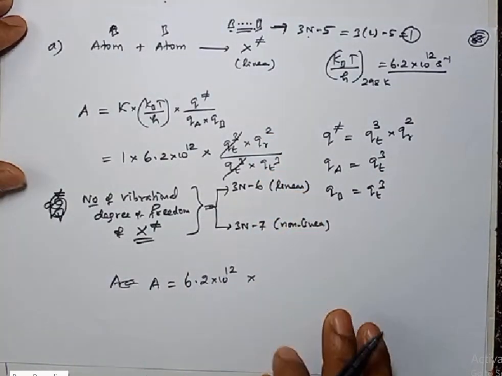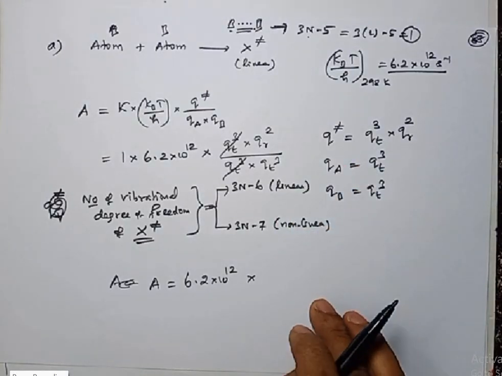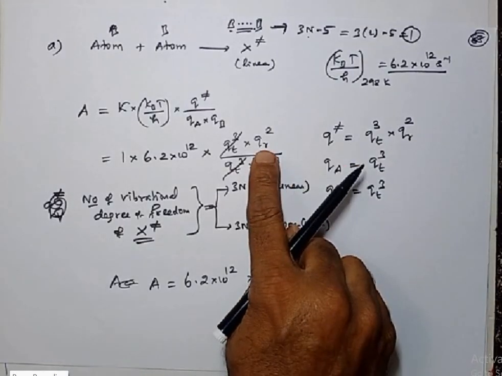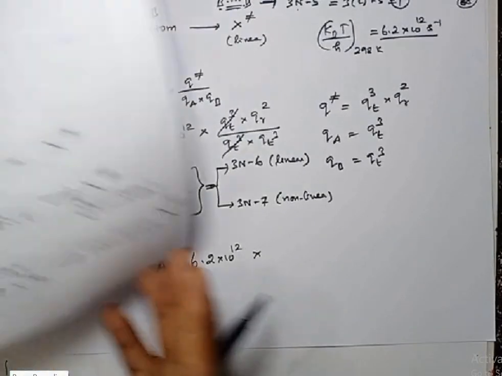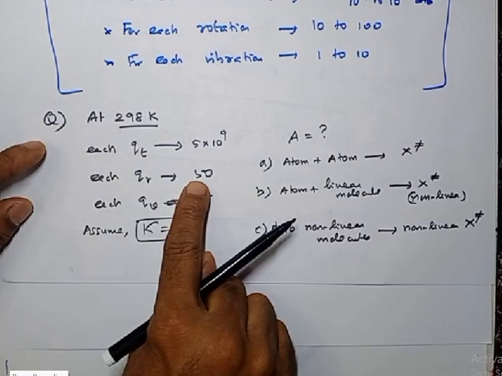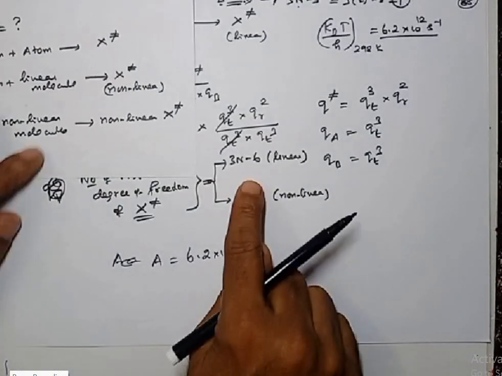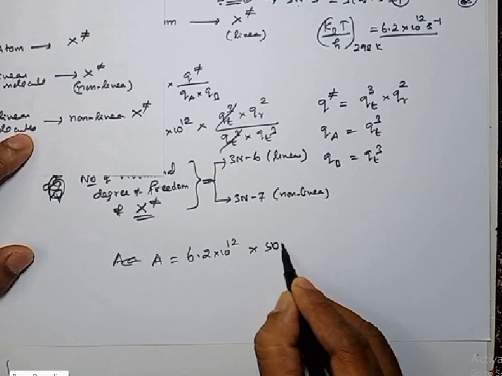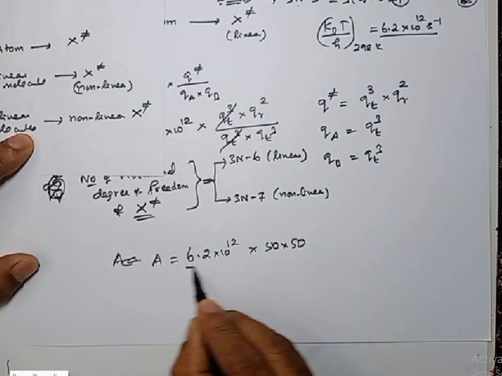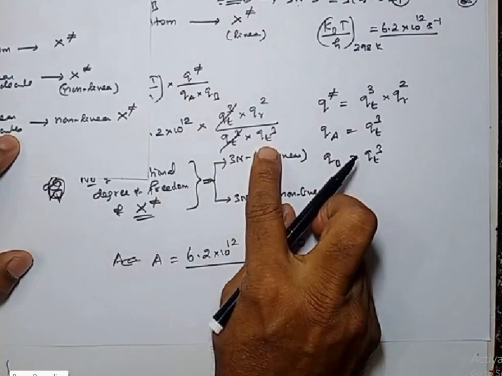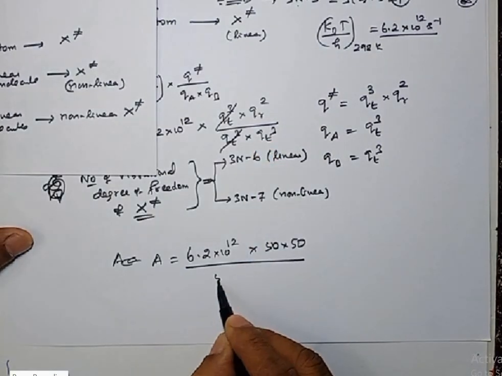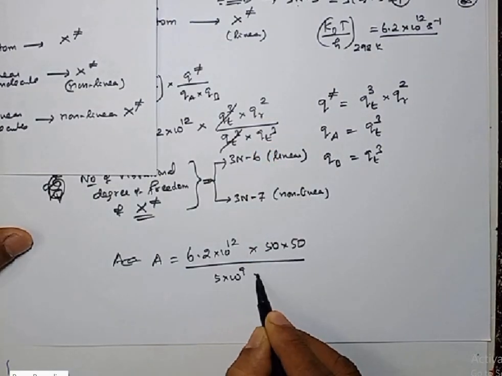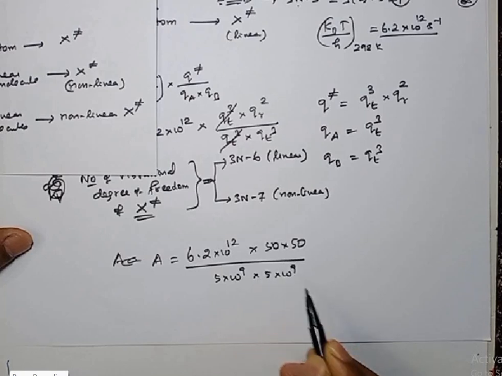Observe carefully. QR square by QT cube. Listen, what is the contribution of QR? In the problem it is given. Each rotation degree of freedom contributes 50. So, in the place of QR square, you put 50 into 50, divided by, and I have QT cube here. Each translation contributes 5 into 10 power 9. So, 5 into 10 power 9 into 5 into 10 power 9.